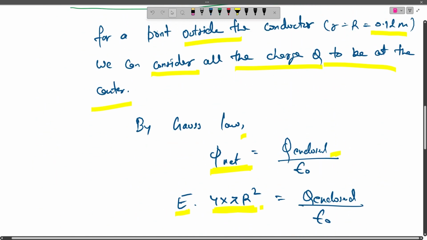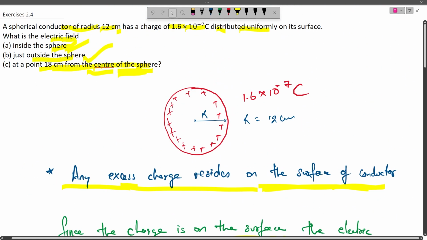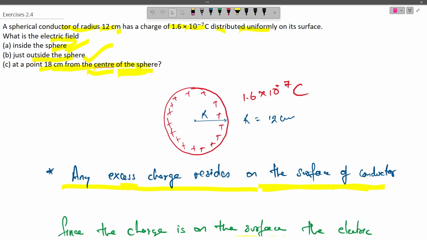Now in this question, one of the most important things that we applied as a property of a conductor was that the net charge on the conductor resides on the surface of the conductor, not inside the volume.